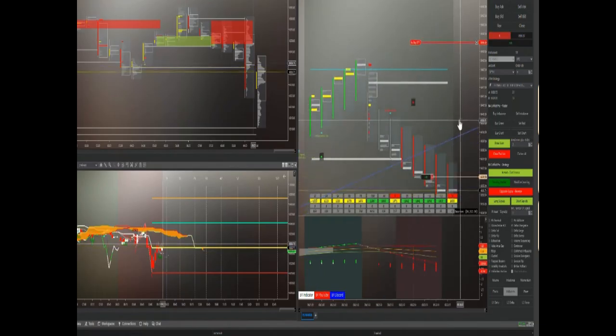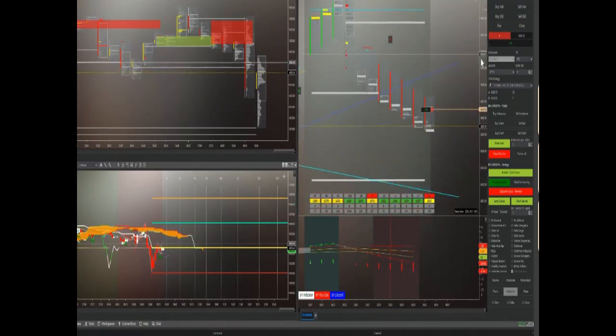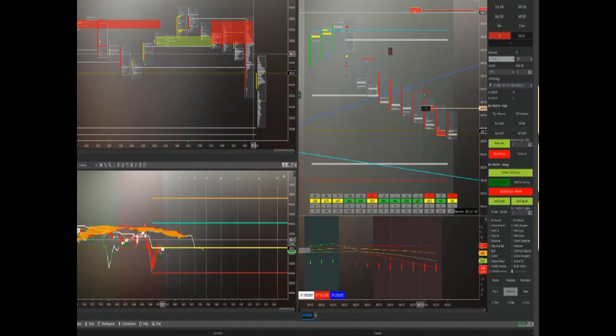Order filled. Right now, it's really anybody's game on this move. I should have scaled down. It's hard to do this and talk at the same time.